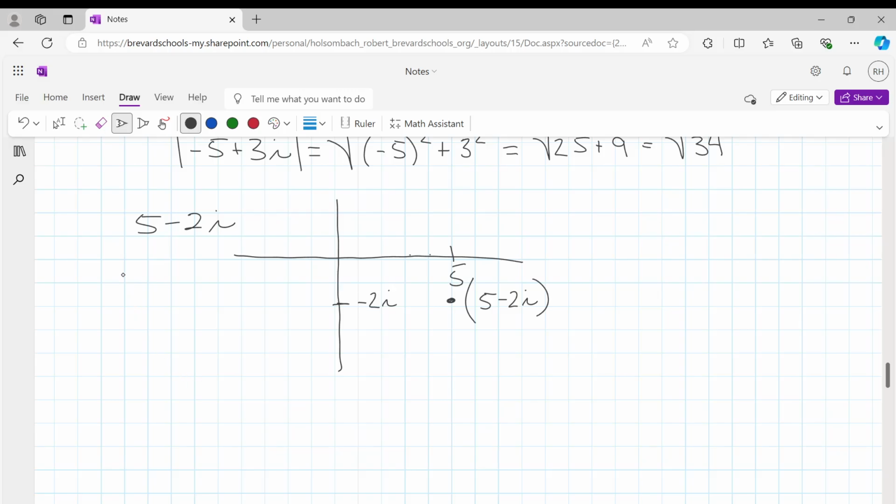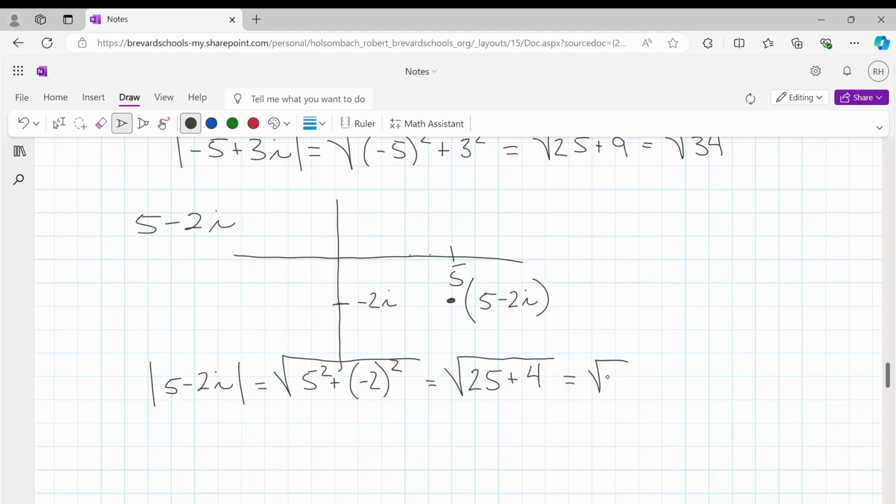The absolute value of 5 minus 2i is going to be equal to the square root of 5 squared plus -2 squared, which would be equal to the square root of 25 plus 4, since -2 squared is 4, and that would be the square root of 29.